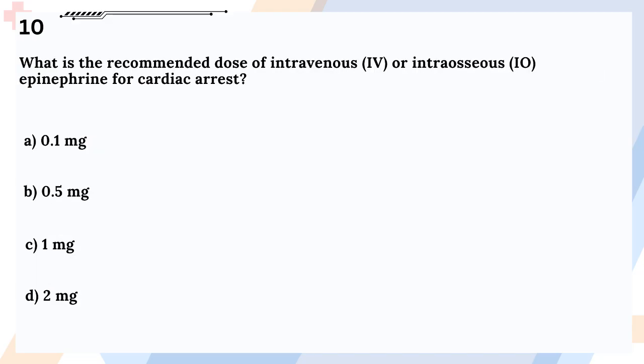Question 10. What is the recommended dose of intravenous, IV, or intraosseous, IO, epinephrine for cardiac arrest? A. 0.1 milligrams. B. 0.5 milligrams. C. 1 milligram. D. 2 milligrams.